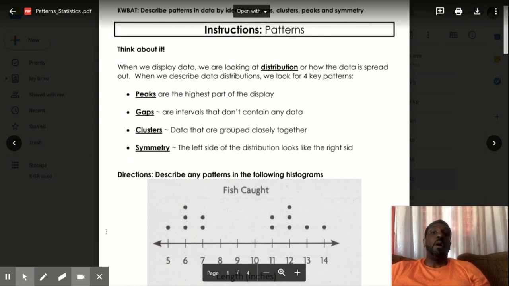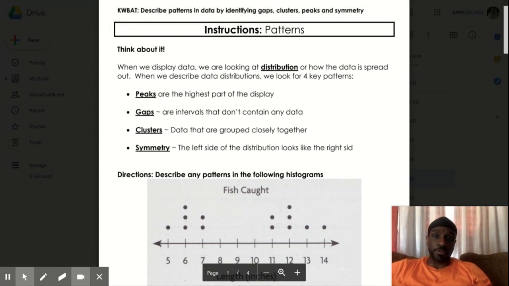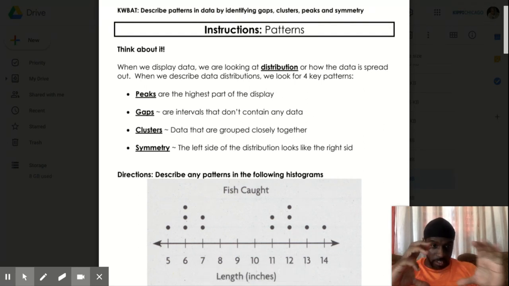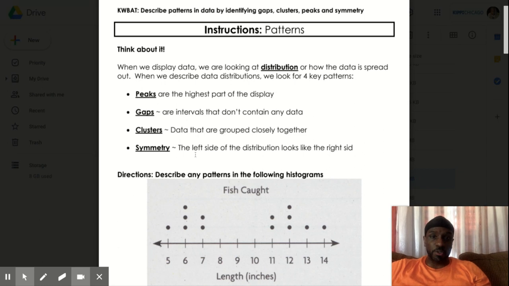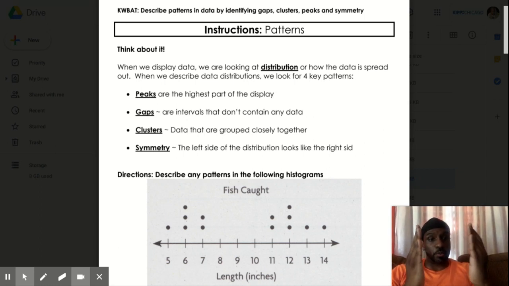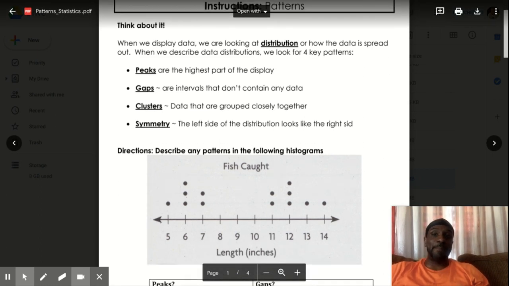The gaps are intervals that contain no data, okay? Clusters. Data that are grouped closely together. Where's the clusters of data? You can have more than one peak, more than one gap, and more than one cluster. Symmetry. The left side of the distribution looks very similar to the right side, okay? So those are the 4 things you're looking for: the peaks, the gaps, the clusters, and the symmetry.